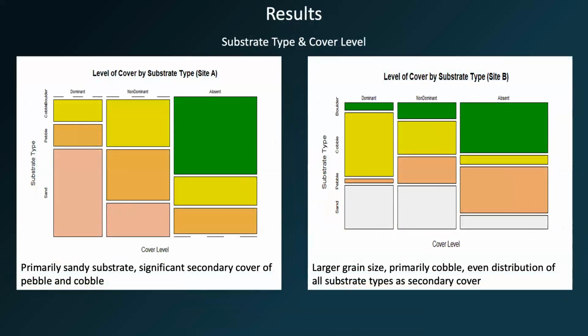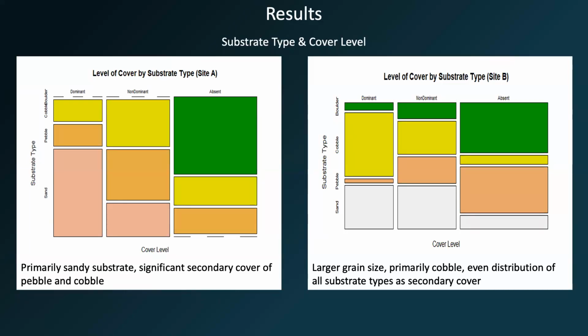So for the final type of characterizing variable here, we looked at substrate type and cover. So these are mosaic plots that show primary and secondary cover of the 4 substrate groups: boulder, cobble, pebble, and sand. Site A on the left there, you can see sand in kind of the salmon color, very, very dominant at site A with smaller grain size. So yeah, primarily sandy with significant secondary cover, so the non-dominant cover there of all the other substrate types except boulder. Boulder was completely absent at site A, shown there in the green.